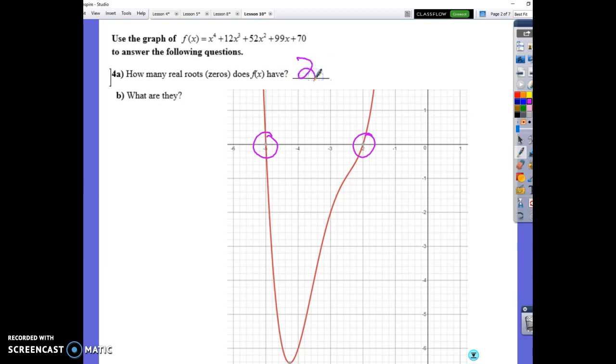Now we need to figure out what those are. Let's just look. The one on the left, the one I just drew the arrow next to, that's at -5. So it has a real root at x equals -5. And then the other one is at x equals -2, the one where I drew the star next to it. Okay, so that's how we can find what those real roots are.